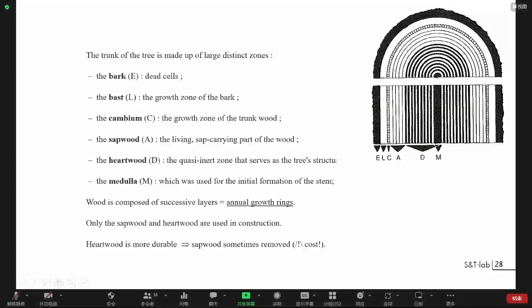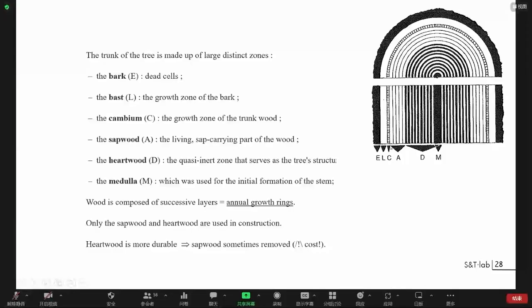And if you look more closely at a cut into the timber, you will see that there are several zones appearing. If I start from the beginning, you have the heart of the timber, called the medulla, but then you will have the heartwood, the sapwood, and then an interface layer called the cambium, that is the growth zone of the trunk of the tree.